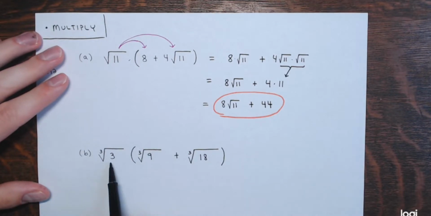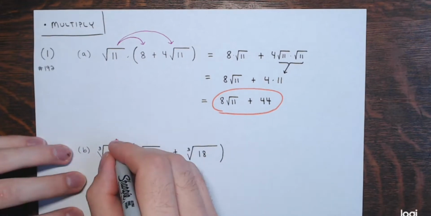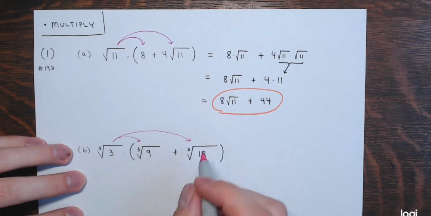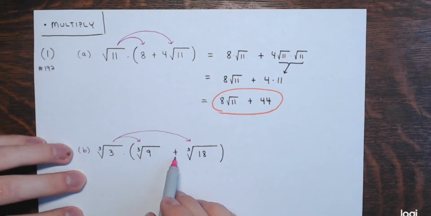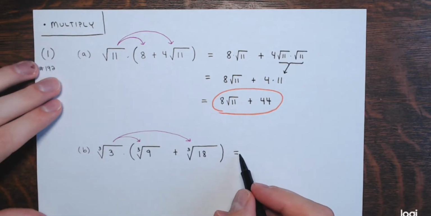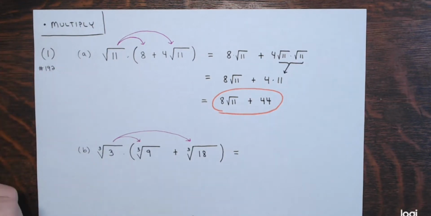I have one term times two terms, a number times a sum. So again, it's just distributing that one term. So I'm going to take this cube root of 3, multiply it by the cube root of 9, plus, and then again the cube root of 3 times the cube root of 18. Which, these are both radicals, both the same root. So I can multiply them together.